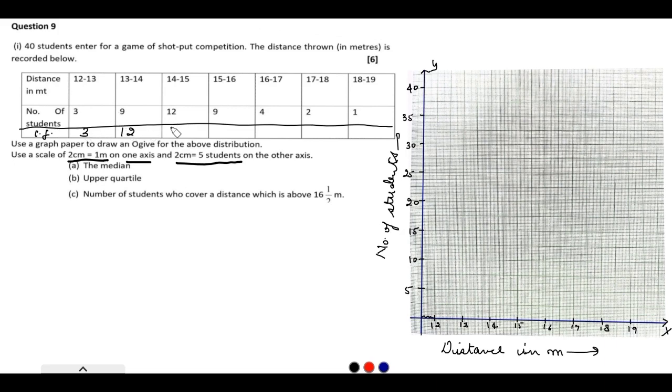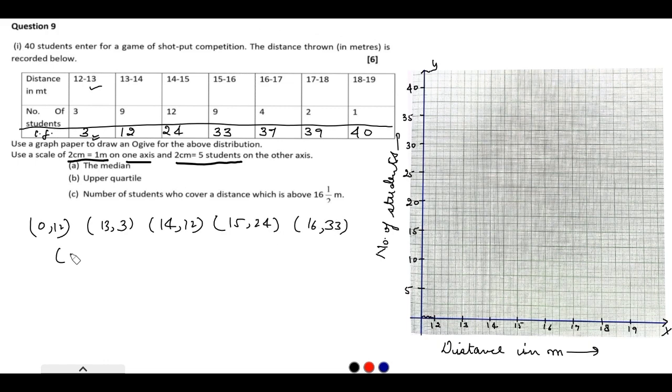3, 9, 3, 12. Now the points on the ogive will be: the first point will be 12, 0. Second will be 13, 3, upper limit and cumulative frequency. Next will be 14, 12. Then 15, 24. 16, 33. 17, 37. 18, 39 and the last will be 19, 40. 12, 0 is our first point.